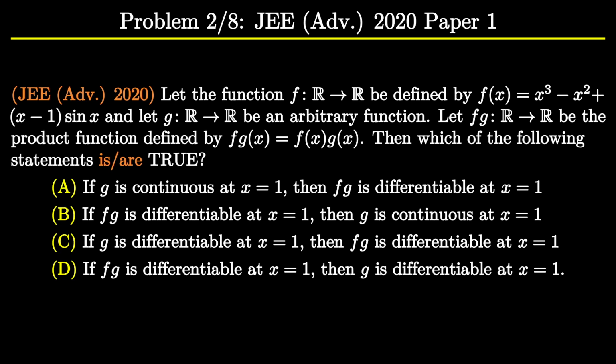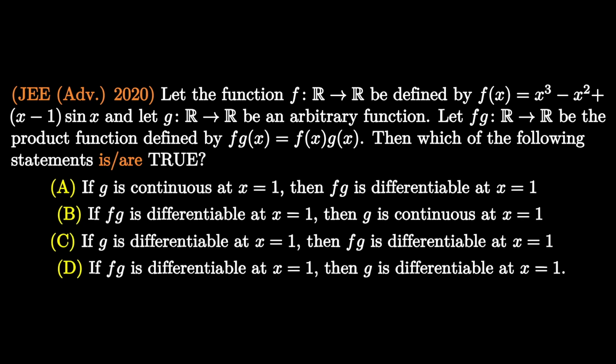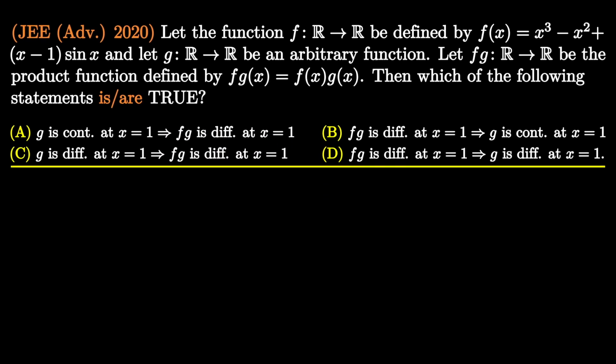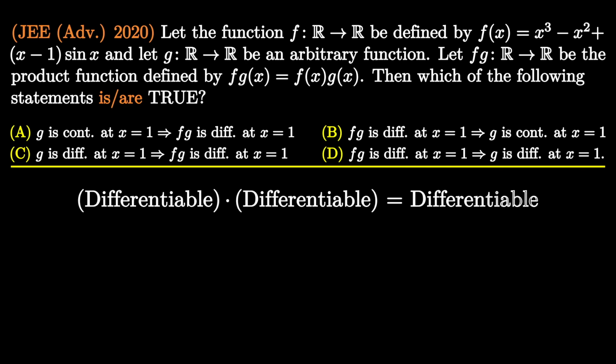Option A states if g is continuous at x is equal to 1, then fg is differentiable at x is equal to 1. We quickly notice that f is a continuous and a differentiable function for all real numbers because it is the sum of differentiable functions. Option A is essentially asking whether the product of two functions is differentiable, out of which one is differentiable and the other is continuous. It is not hard to prove that the product of two differentiable functions is differentiable.